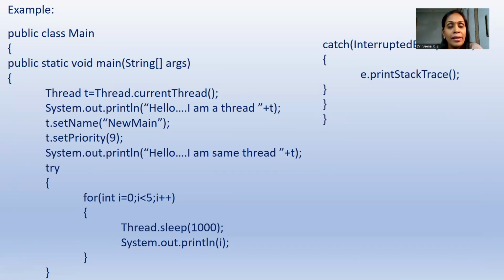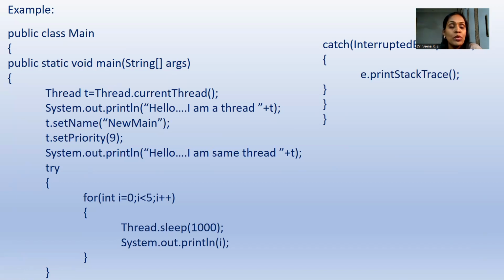Current thread is which one? The main thread. And that access will be given through which variable or which object? It is t. And we are trying to print the output on the console with the message, hello, I am a thread. And the value of t should be printed here. So when I say value of t to be printed, it is going to print the current thread details. It will tell what is the name of the thread, what is the priority of that particular thread, and who has created that particular thread.